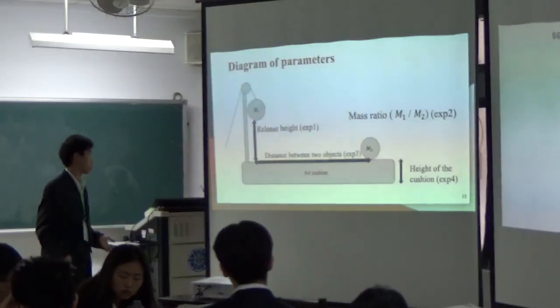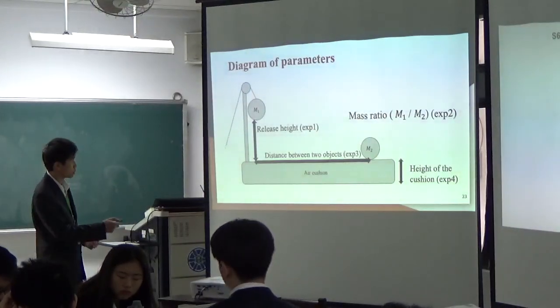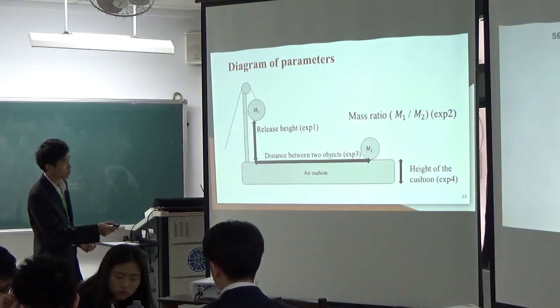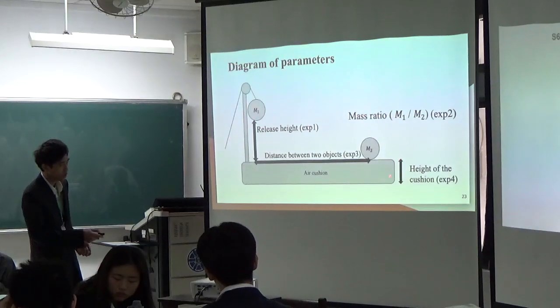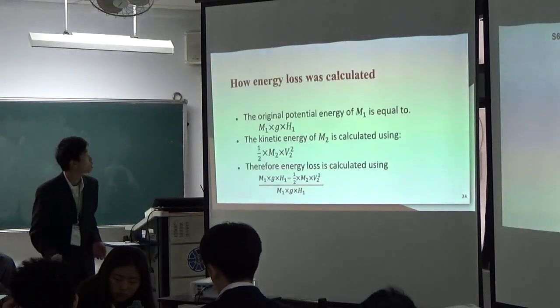So this is a diagram of parameters. What we're changing in experiment 1 is right here. Experiment 2 is the mass ratio between M1 and M2. Experiment 3 is the distance of the contact point at M2. And experiment 4 is the height of the air cushion.